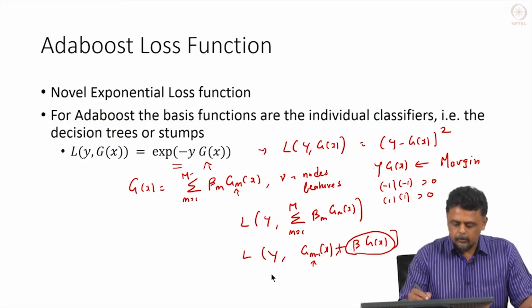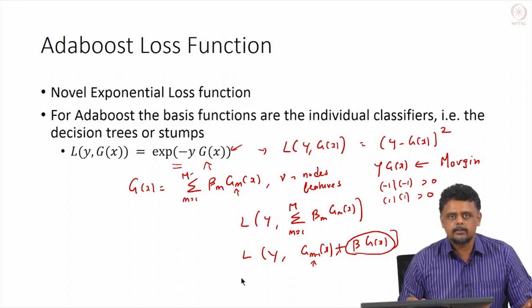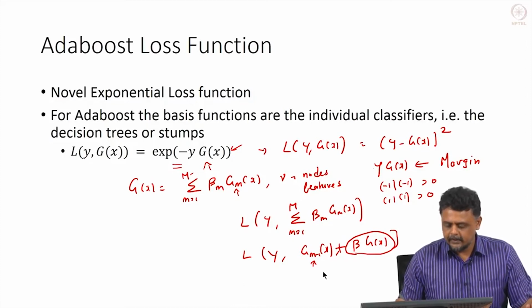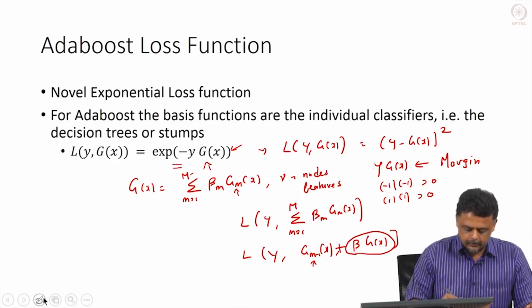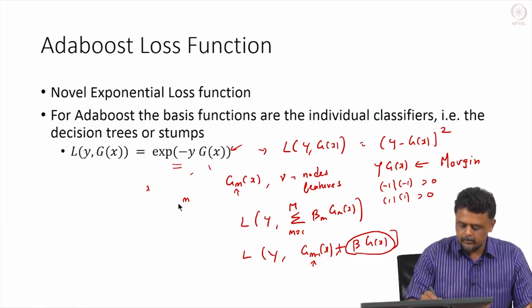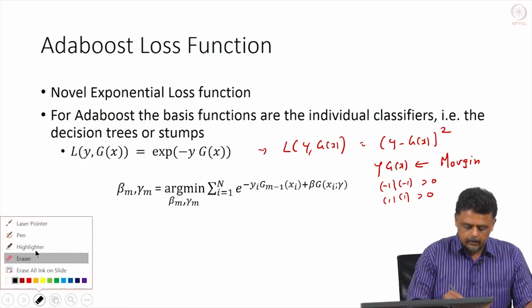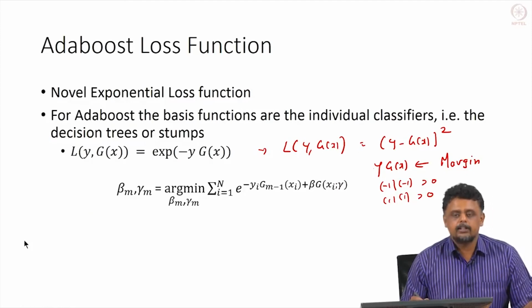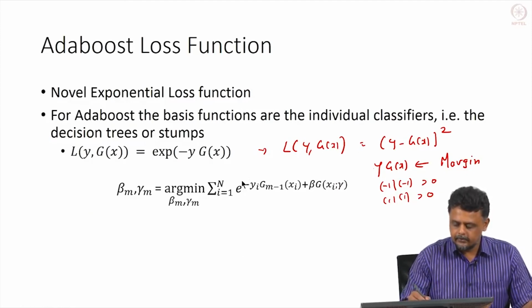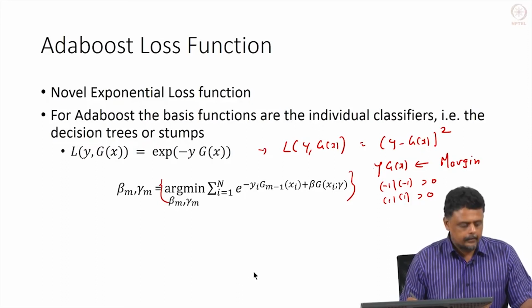If you use an exponential loss function, exponential of minus y g(x), then we end up with the AdaBoost algorithm. We will just take a brief look at the loss function itself. I am going to erase this so that you can clearly see the formulas involved. The problem that we will end up solving if we use an exponential model is this argmin of this loss function, because all of the terms are in the exponent.